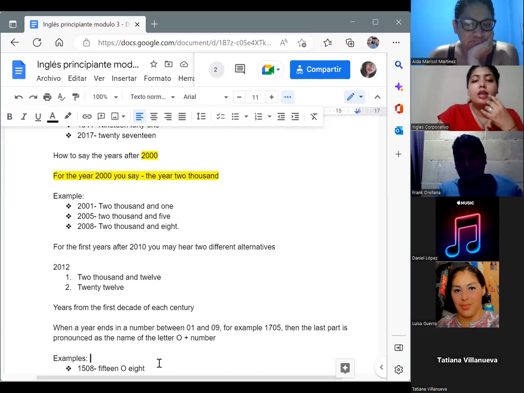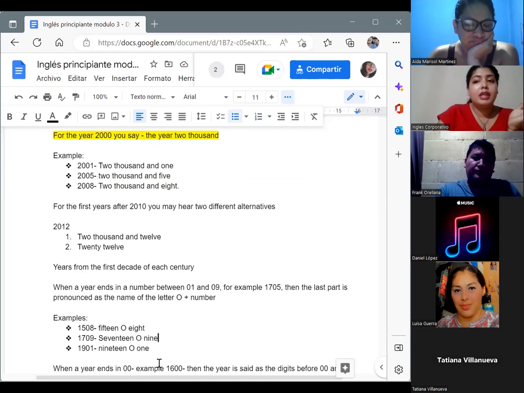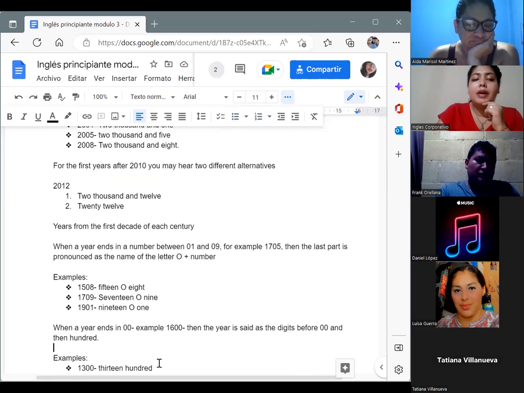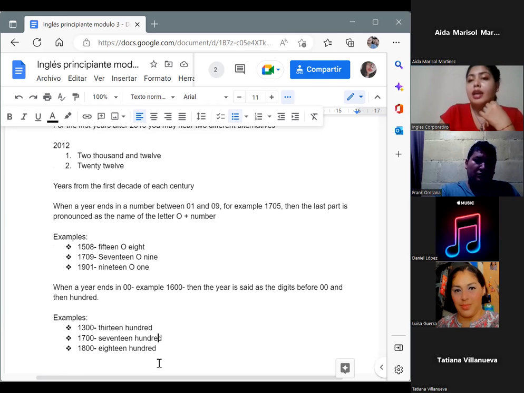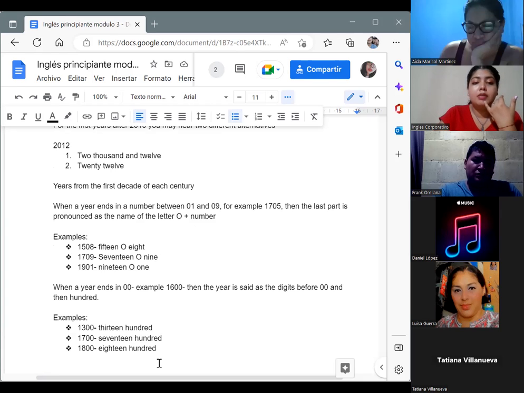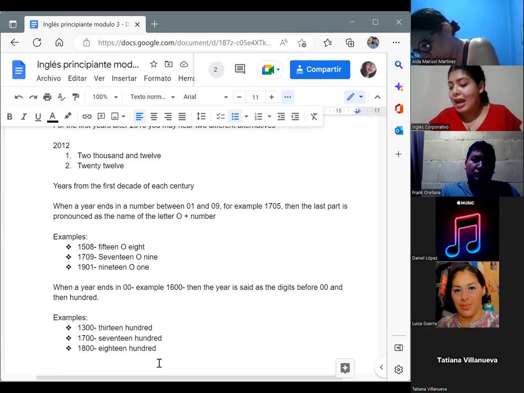Y luego para los years from the first decade of each century, que terminan en 01 al 09, la última parte es pronunciada O más el número. Y para los años que llevan 00, pues en ese caso se omite la pronunciación de los dos ceros y se le agrega 100. Y tenemos 1300, 1700, 1800. Y esa es la información que tenemos sobre los años.